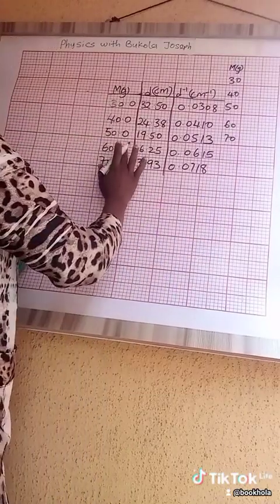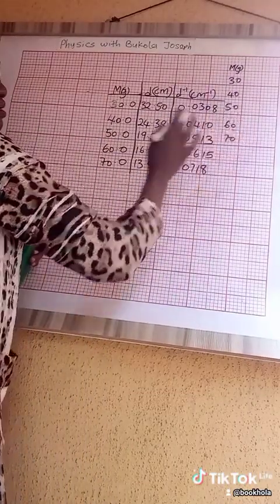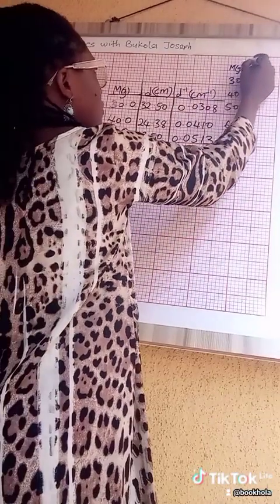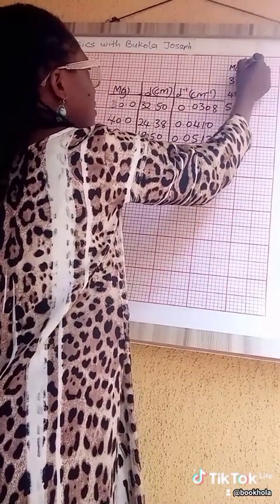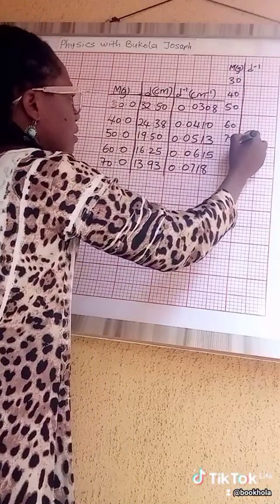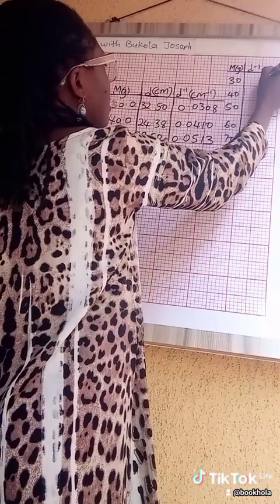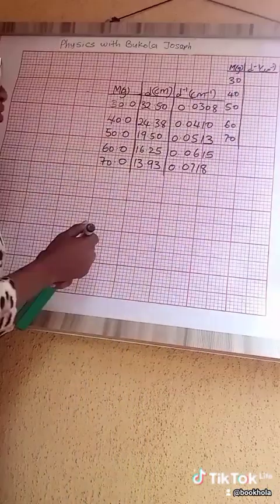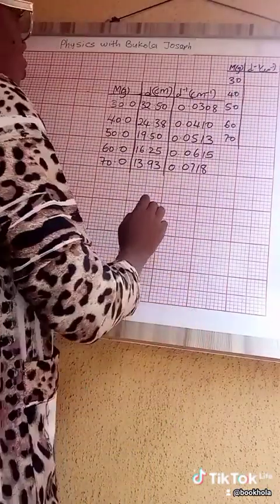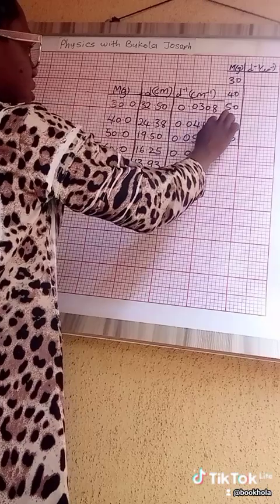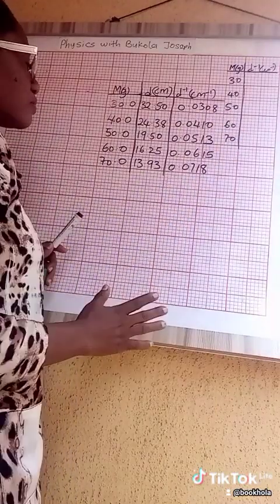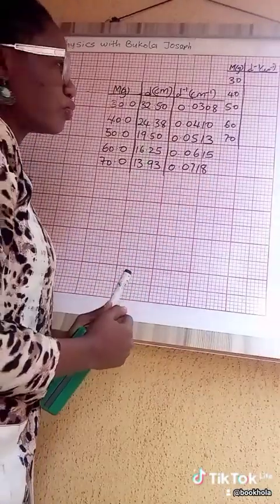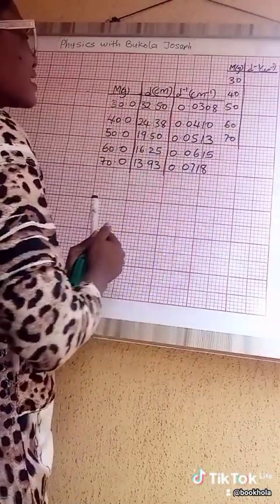I have copied this 30, 40, 50, 60, 70 against D inverse. We're plotting against D inverse, in centimeter inverse. I want to make the graphing easier, so I don't want to plot it this way. You can plot in two decimal places, but I want to make it as simple as possible. So we are going to use the standard form method to plot. We convert this information to standard form.